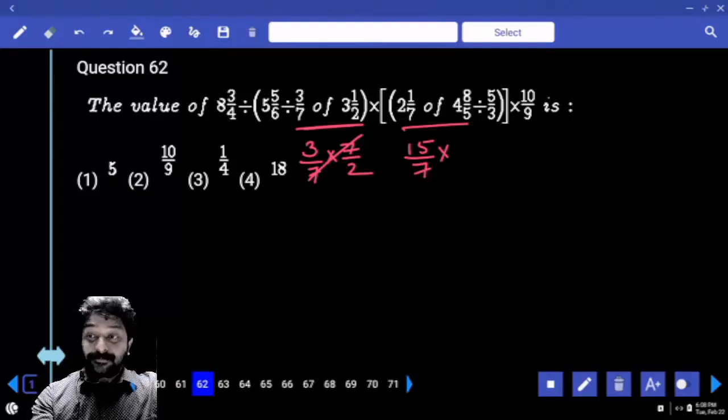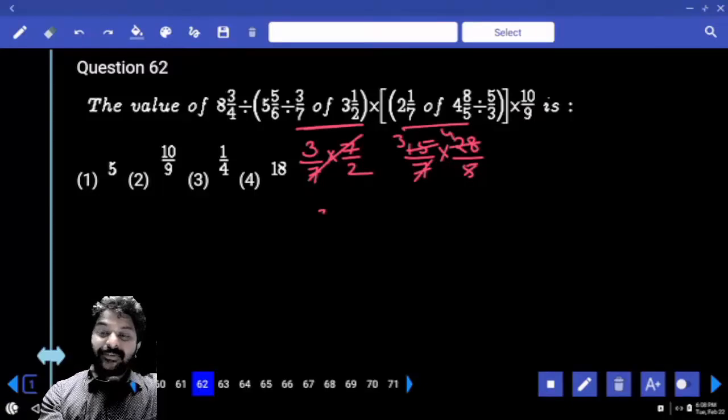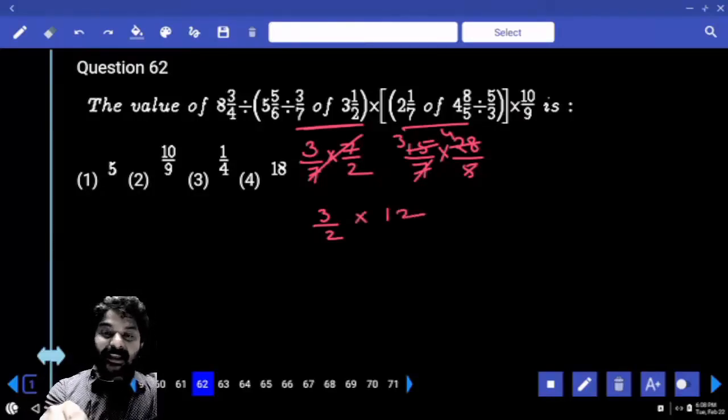Half. 4 8 by 5. 20. 8 by 5. 5, 3 times. 7, 4 times. So this fellow is 3 by 2, and this fellow is 3 into 4, that is 12. Now from the beginning I will start.